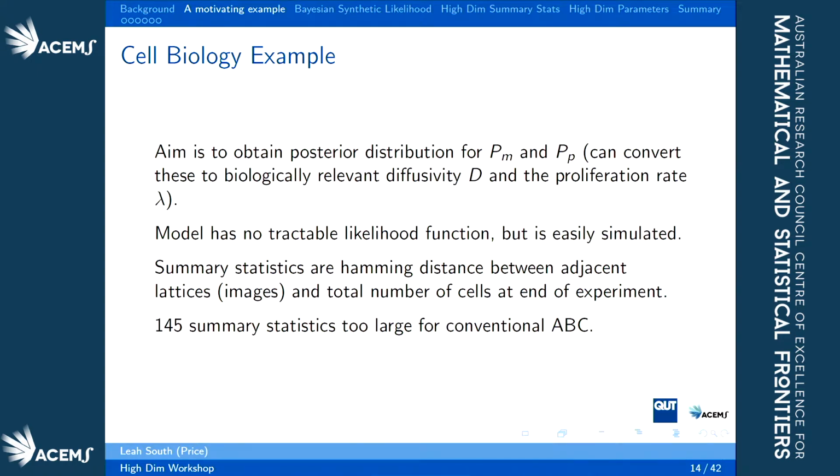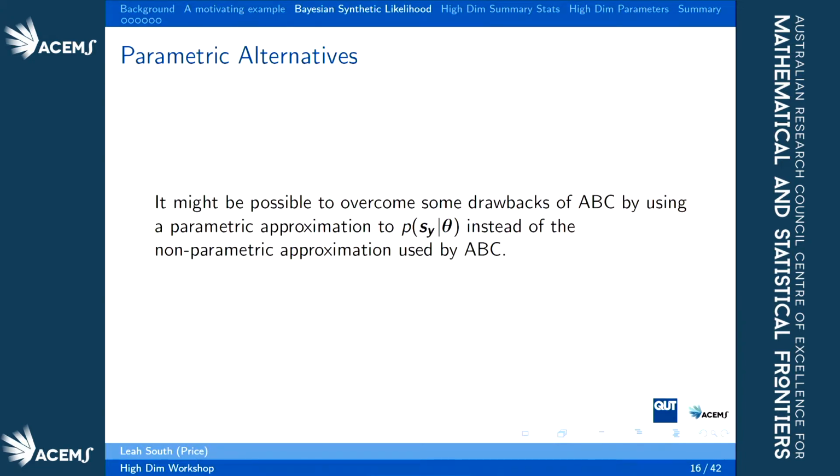The summary statistics that we use, because as I said, we often reduce data to summary statistics, are the Hamming distances between adjacent lattices or images and the total number of cells at the end of the experiment. And this is 145 summary statistics, which is too large for conventional ABC. So this is the sort of problem that might motivate alternatives, and specifically, we're going to look at parametric alternatives. The idea is it might be possible to overcome some of the drawbacks of ABC by using a parametric approximation to the summary statistic likelihood instead of the non-parametric one that you use in ABC.